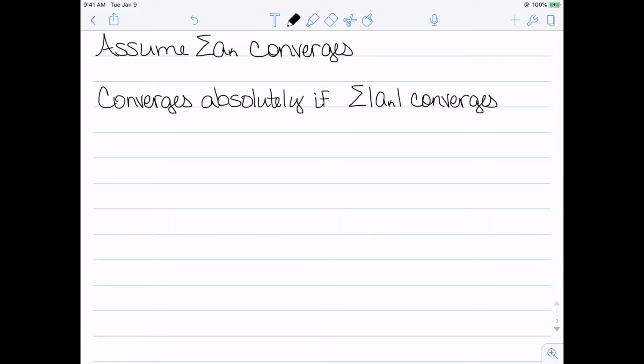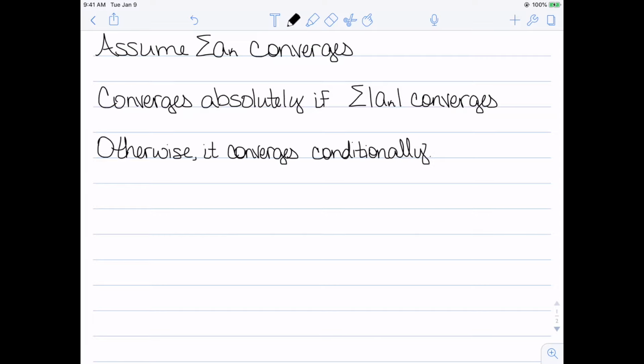Then it converges absolutely if the series summation of the absolute value of a sub k also converges. So I need my original series to converge and the absolute value series to converge, then it would converge absolutely. Otherwise, we say it converges conditionally. So if the summation of the absolute values converges, then it will converge absolutely, otherwise it will be conditional convergence.